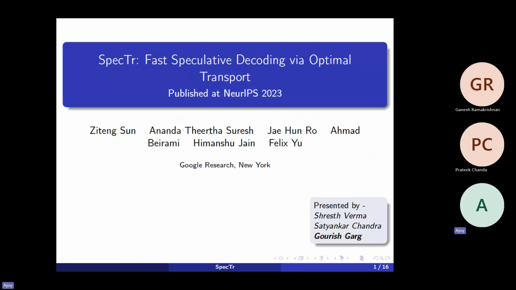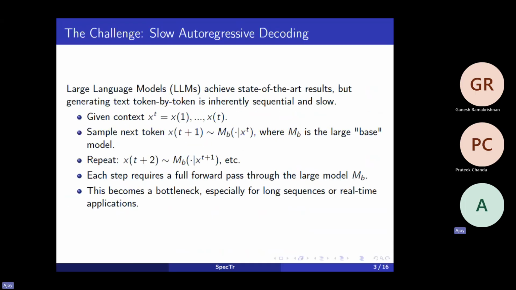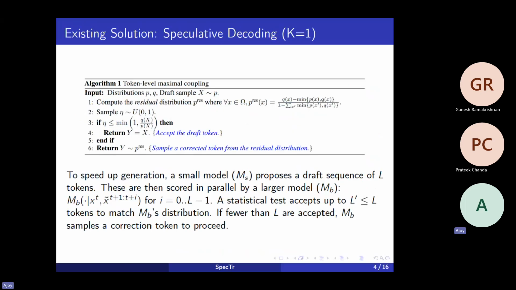Hello. So now I'll discuss an application of optimal transport in LLM architecture. Basically, LLM models suffer from latency issues due to their fundamental autoregressive nature. There have been multiple approaches to solve this issue, and the most obvious one is speculative decoding.